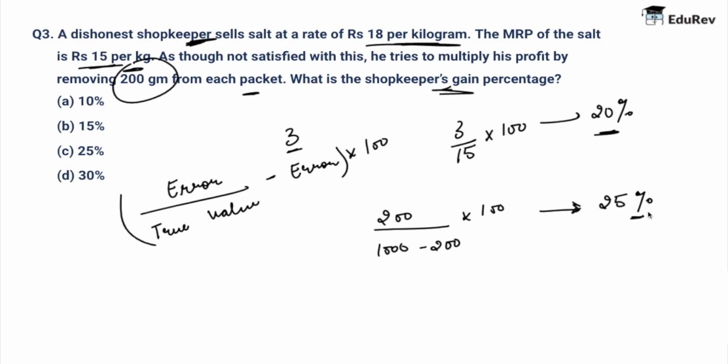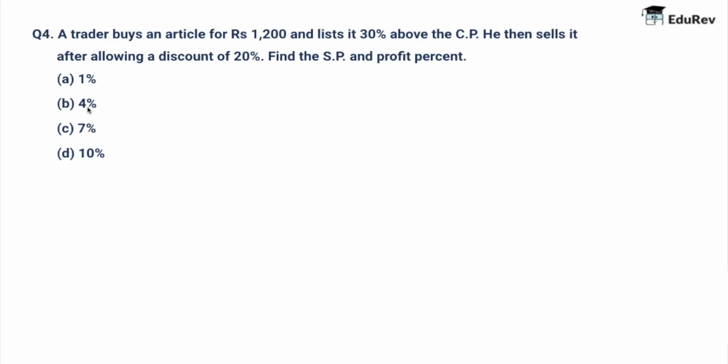Hence the shopkeeper's new gain or profit percentage is 25%, which is 5% more than what he would make if he's honest, right? Therefore the correct option is option number C, that is 25%. Let's move on to next question, that is question number 4.